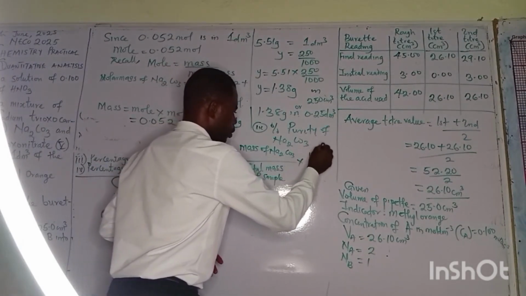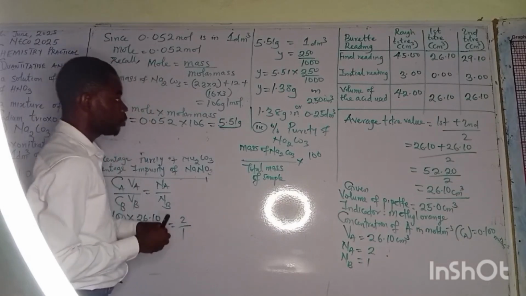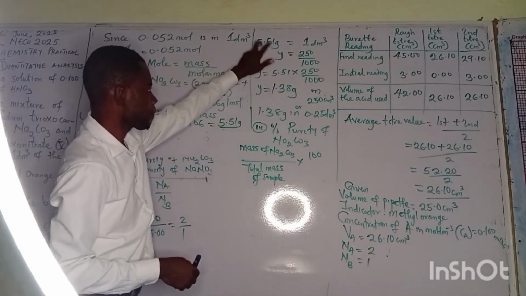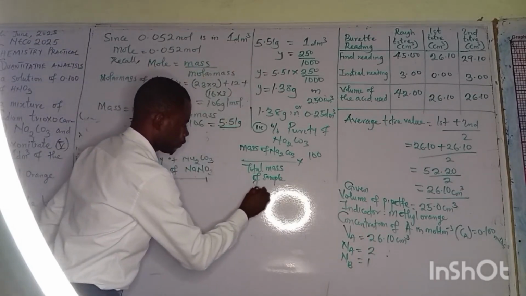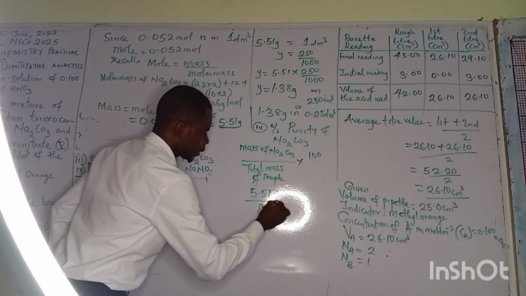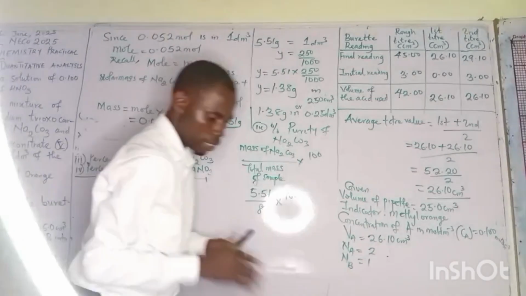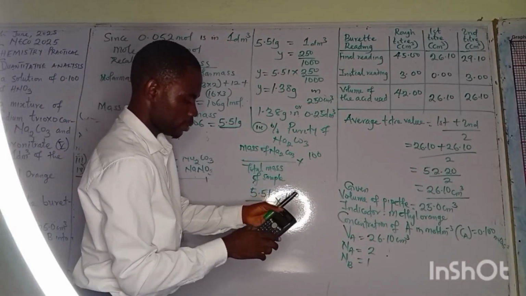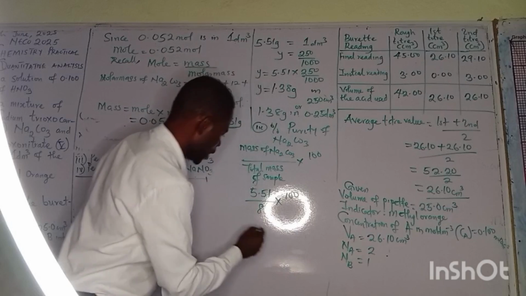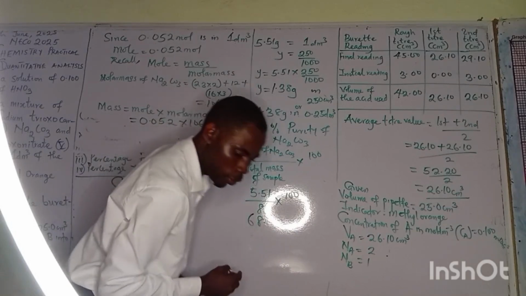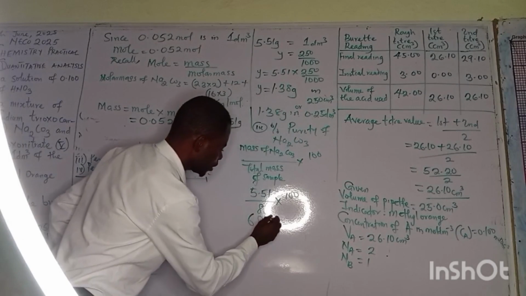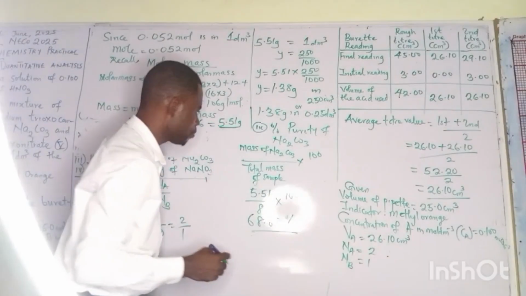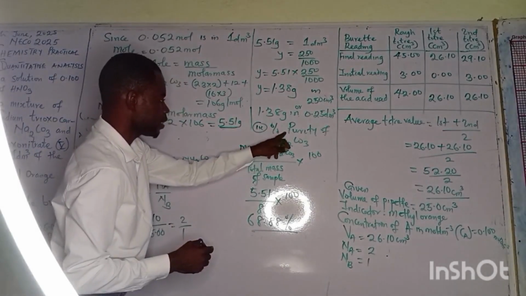Times 100. Which means, what's the mass of sodium carbonate? We just got it right now. That's the mass: 5.51 over 8 times 100. So let's do it together. 5.51 divided by 8 times 100 gives us 68.88%. That is the percentage by mass, the percent of the purity.